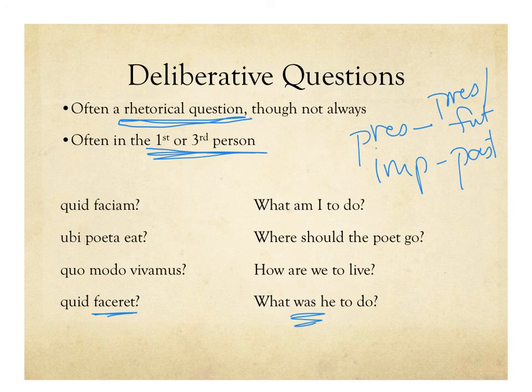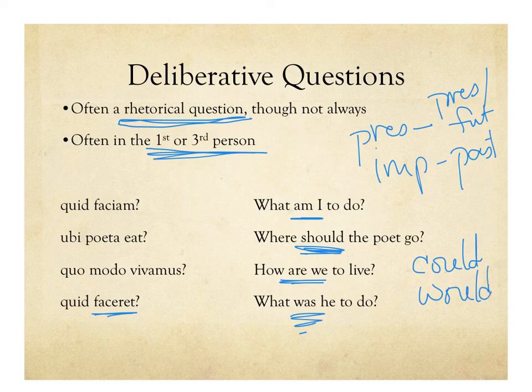And this is because in English, we are terrible at using the subjunctive. We don't really use the subjunctive much anymore. So we convey it by different combinations of words. So what am I to do? Where should the poet go? How are we to live? What was he to do, right? And you might use words like could or would in addition to should, might, may. But these are all things that you can sort of keep in mind when you're translating the subjunctive.